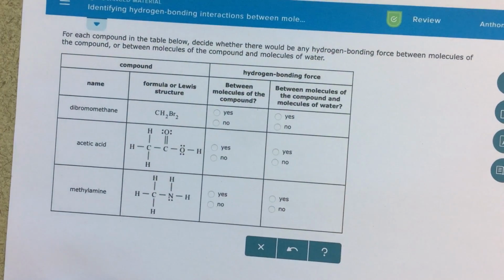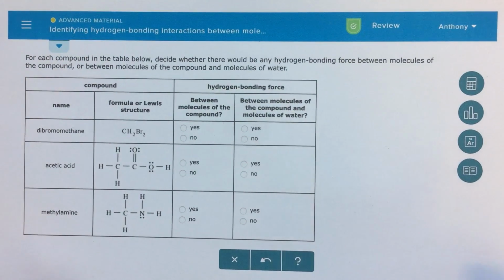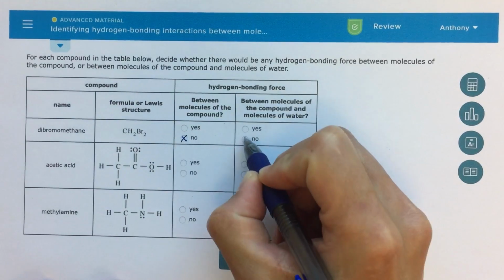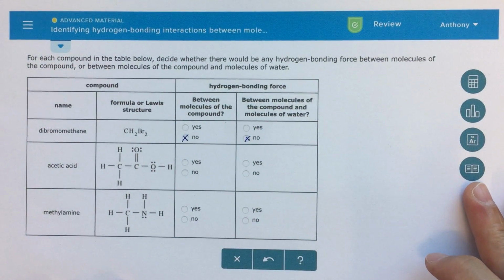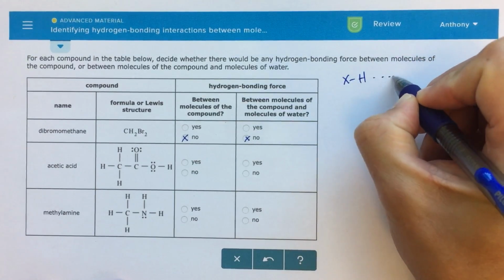All right, one more set here. So the last set, we've got CH2Br2. That's going to be no and no. That's similar to the CH2F2, but in this case we've got bromines, and bromines aren't going to fulfill our X requirement.